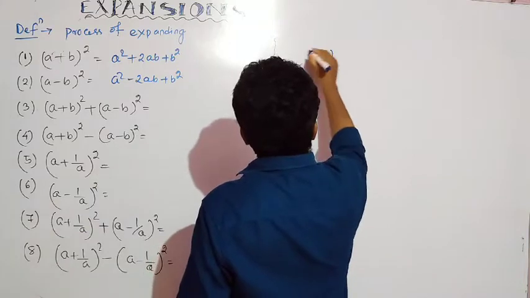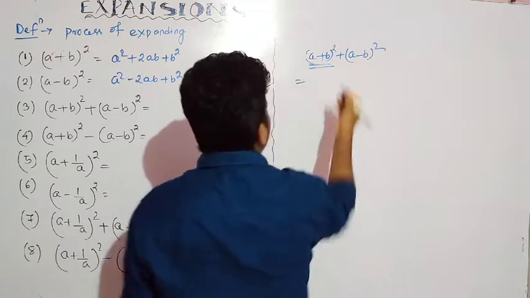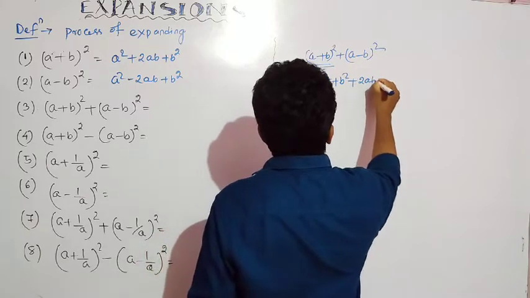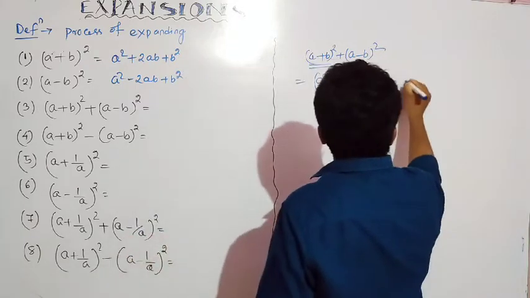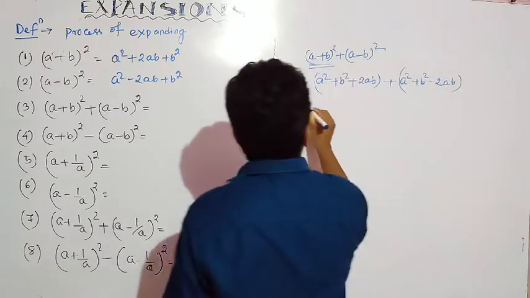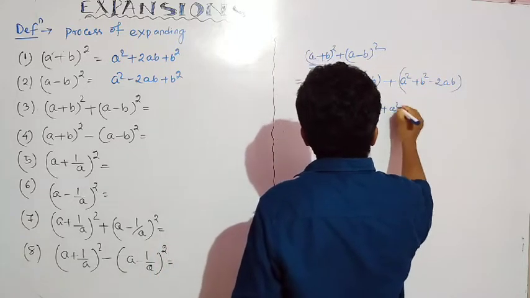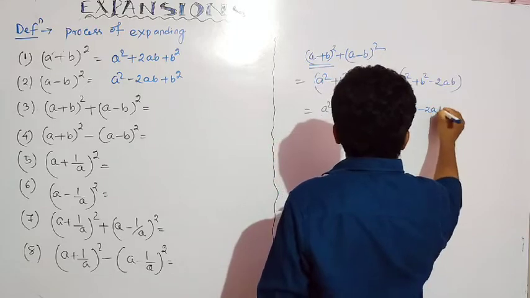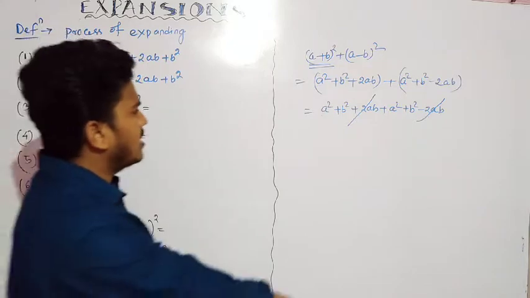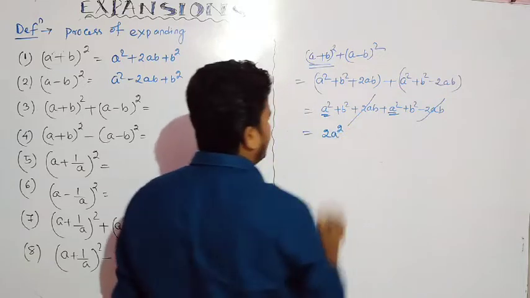plus a minus b whole square. So what is a plus b whole square here? a square plus b square plus 2ab. And here a minus b whole square is a square plus b square minus 2ab. Now here plus 2ab and minus 2ab cancel each other. So after cancellation, we will get a square plus a square, which is 2a square.